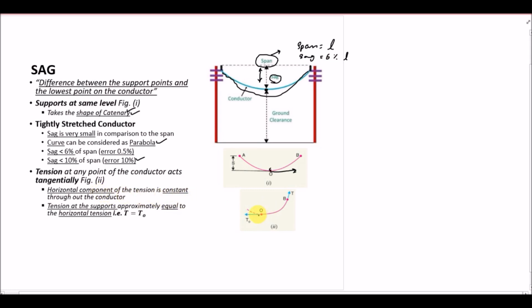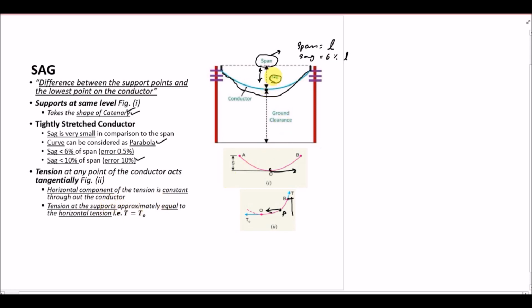So whether it is at point O, at point B, at some point, for example P, the horizontal component will be constant, and the tension at the supports, for the tension at the supports means the T value where the conductor is attached with the tower, it is actually equal to the horizontal tension. So T is the tension at the point of connection between conductor and towers, and T naught is the tension at point O, which is the horizontal tension. So the tension at the support approximately equals to the horizontal tension.